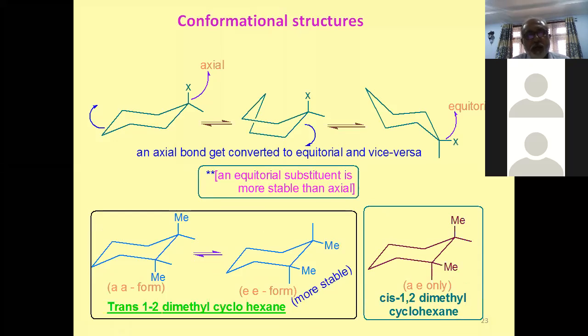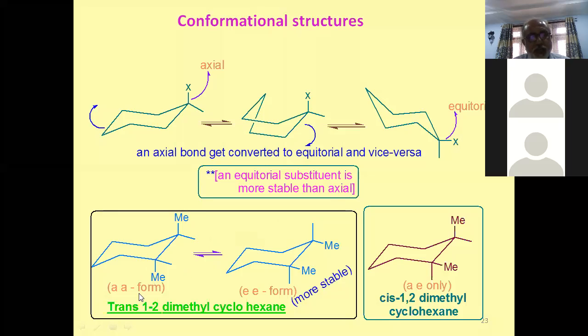So the conformational structure is actually the real structure of the molecule. We must know it, because all the properties exhibited by the molecule are because of its structure. So that structure should be properly understood. Already we have it from the cyclohexane structure. Taking a monosubstituted cyclohexane, we know that one axial bond gets converted into equatorial and equatorial to axial. But an equatorial substituent is more stable than an axial substituent. You know that very well from your stereochemistry, first semester class.